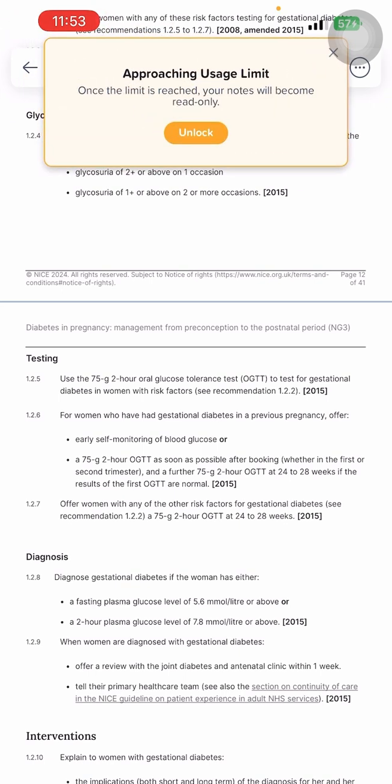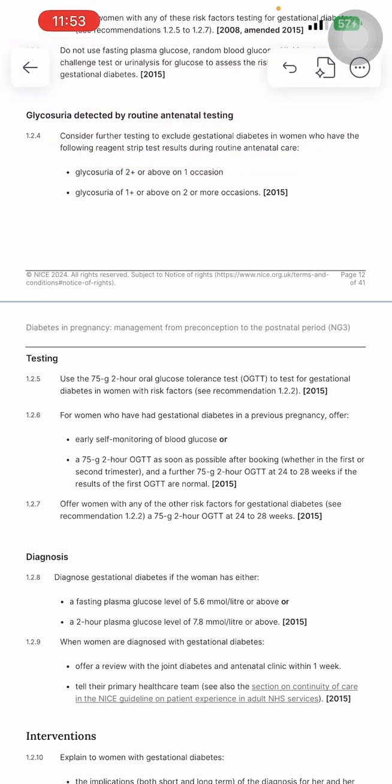Testing: using the 75 gram 2-hour oral glucose tolerance test to test for gestational diabetes in women with risk factors. For women who have had gestational diabetes in a previous pregnancy, offer early self-monitoring of blood glucose and a 75 gram 2-hour OGTT as soon as possible after booking, whether in the first or second trimester, and a further OGTT at 24 to 28 weeks if the result of the first OGTT is normal.